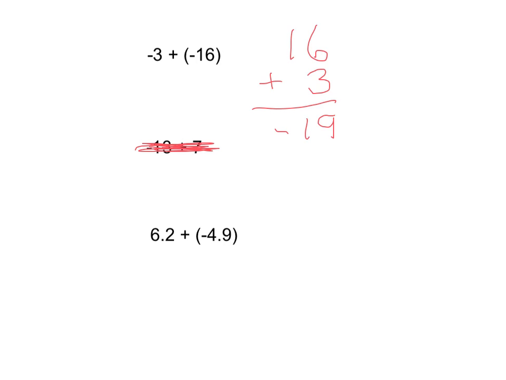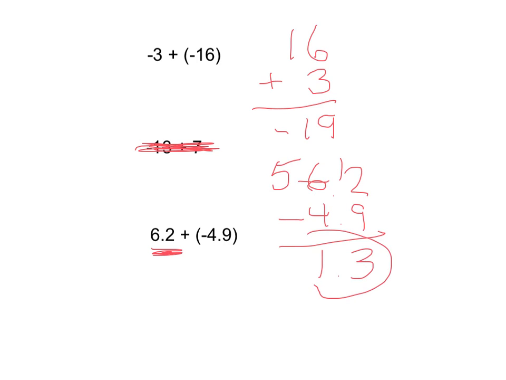All right, let's do this one. These are different signs, so one's positive 6.2, the other is negative 4.9. We're going to subtract. So 6.2 minus 4.9 gives us 1.3, and we're going to keep the sign of the bigger number, the greater absolute value. In this case, the positive number is the bigger number. So this equals 1.3. Did you get that one?